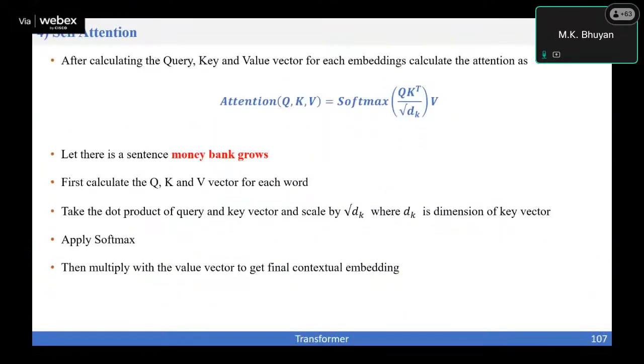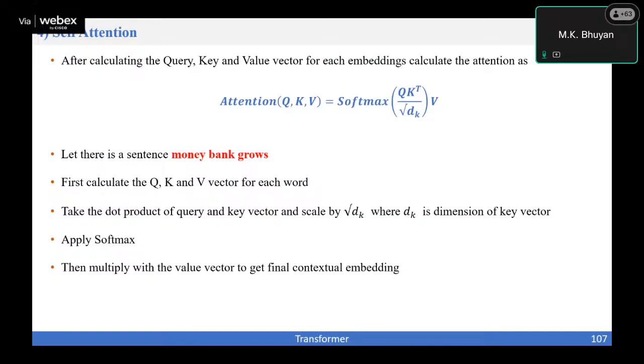So here you can see in this expression, we are considering the dot product between Q and K. After this, it is multiplied with the V, and we are considering softmax. This dot product is divided by root over dk, where dk is the dimension of the key vector, because we have to normalize this.